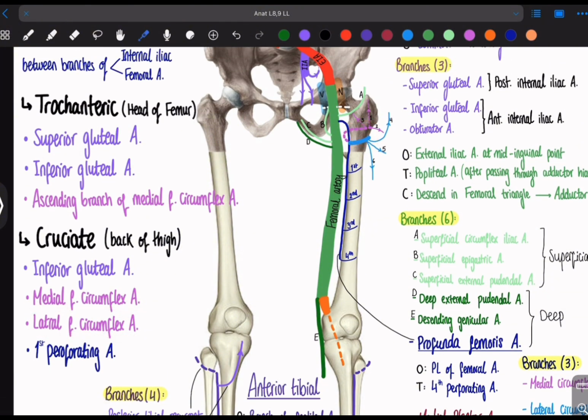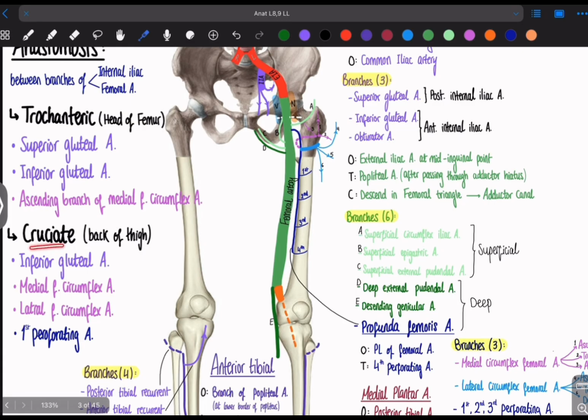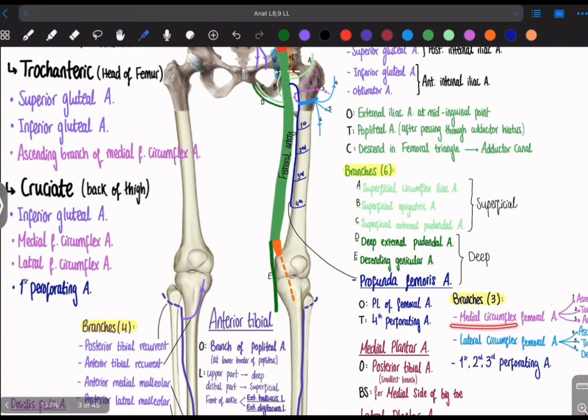Okay, so an easy way to remember it, we can say cruciate anastomosis is formed by all the branches of the profunda femoris, which are the medial circumflex, lateral circumflex, and first perforating artery, only the first one, okay? And first perforating artery plus an inferior gluteal artery.